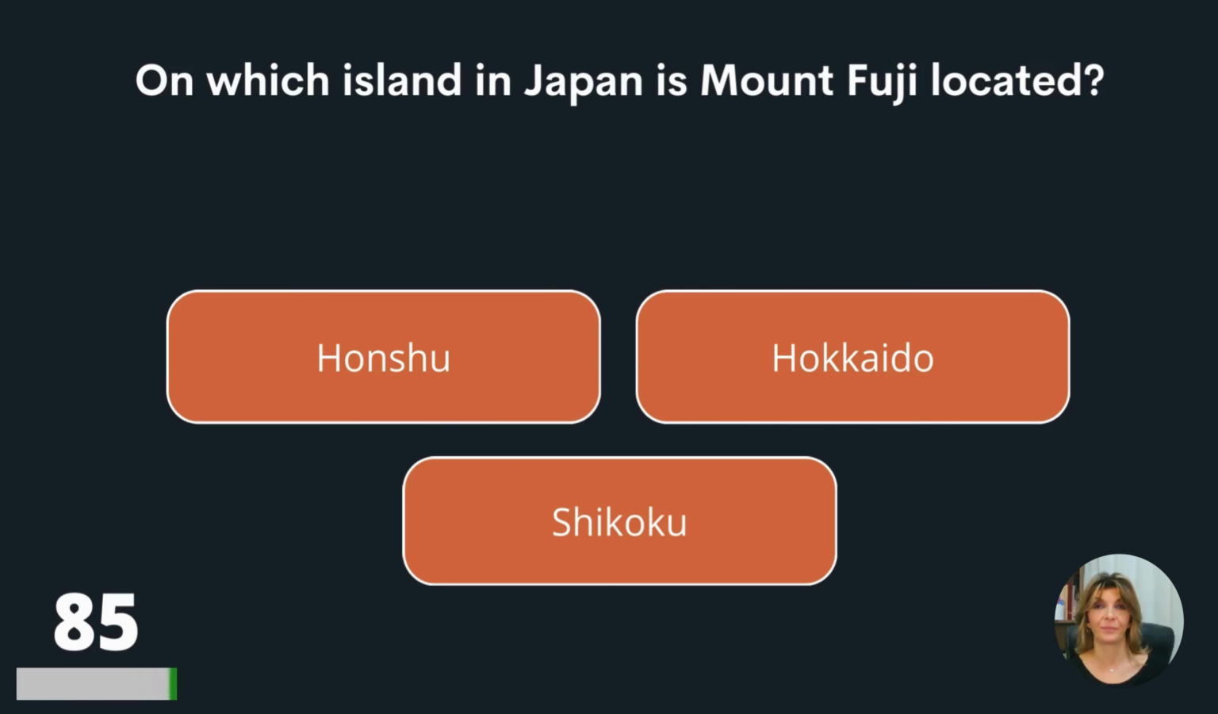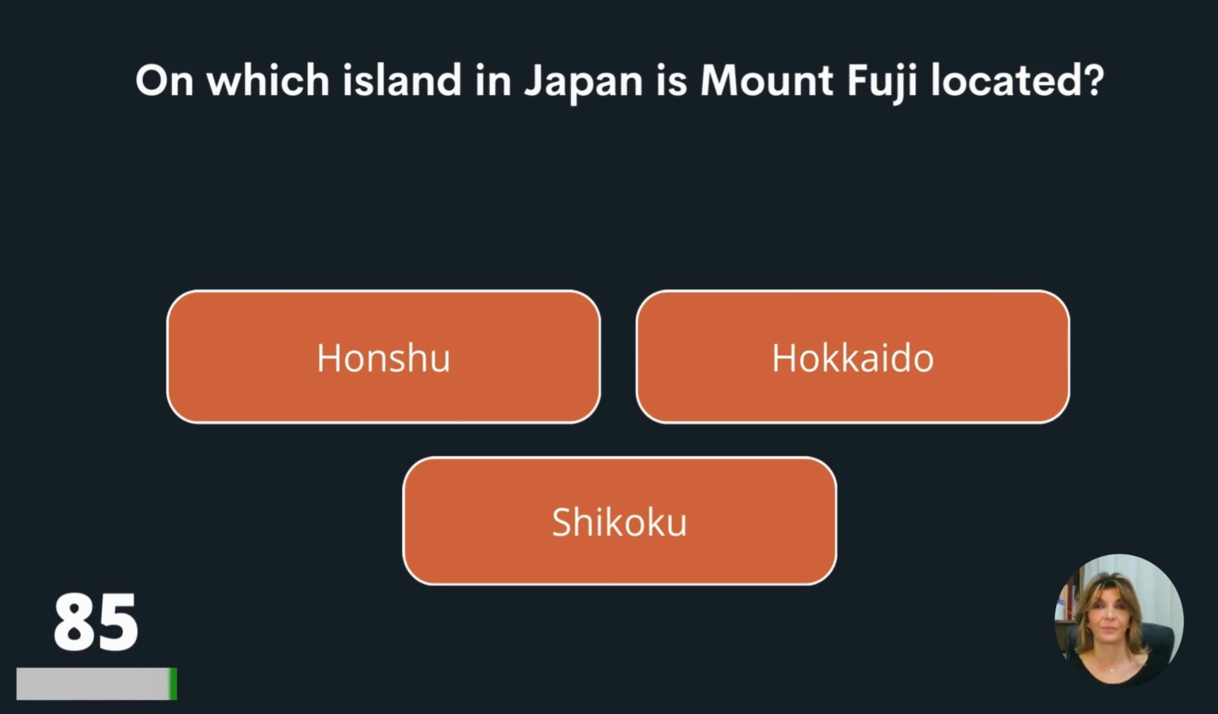What body of water are the shores of Chicago, Illinois, USA situated on? The Atlantic Ocean, Lake Michigan, or the Hudson River? Lake Michigan.